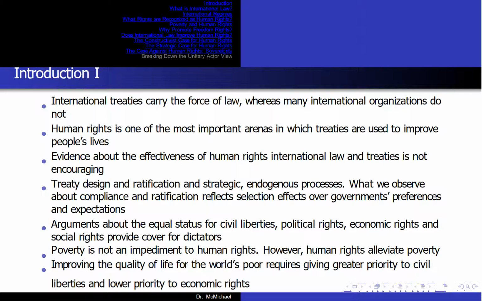Arguments about the equal status of civil liberties, political rights, economic rights, and social rights provide cover for dictators. Poverty is not an impediment to human rights. However, human rights alleviate poverty. Improving the quality of life for the world's poor requires giving greater priority to civil liberties and lower priority to economic rights.